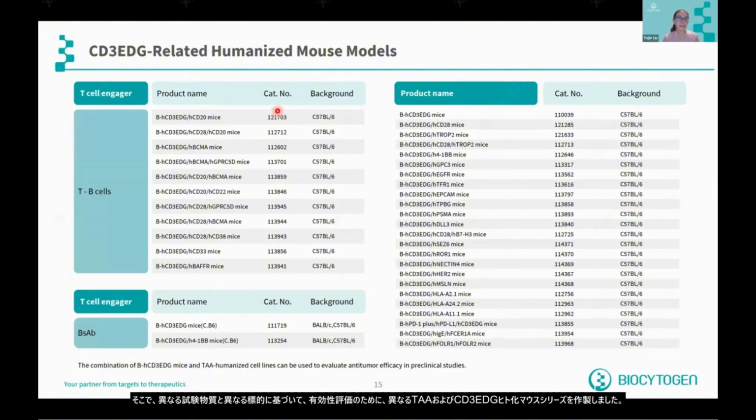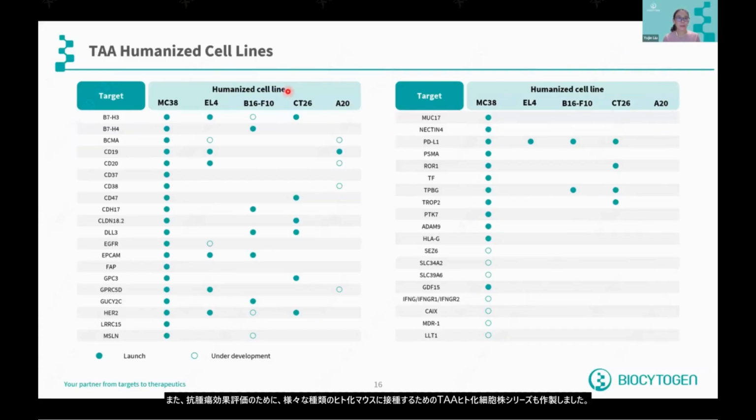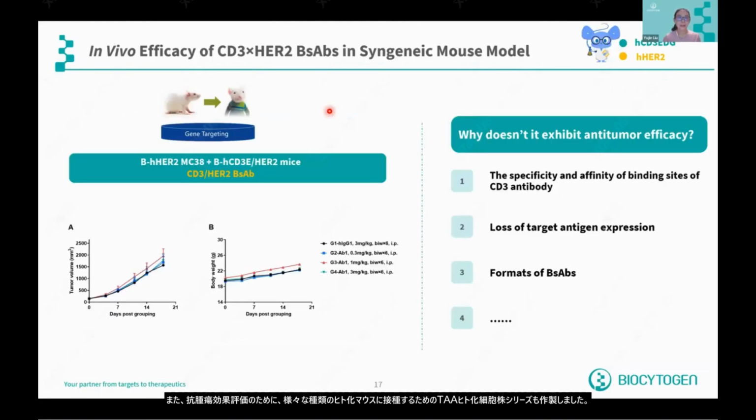Based on different test articles and their different targets, we have generated a series of different TAA and CD3E humanized mice for the efficacy evaluation. Meanwhile, we have also generated a series of TAA humanized cell lines to inoculate in different kinds of humanized mice for the anti-tumor efficacy evaluation. So we have done a lot of studies, and we also encountered some problems in the evaluation.